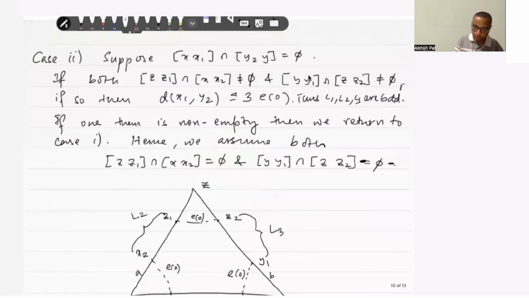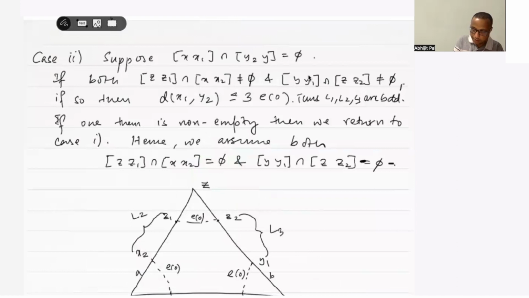And the case 2, now suppose the geodesic joining XX1 does not intersect with the geodesic YY1.